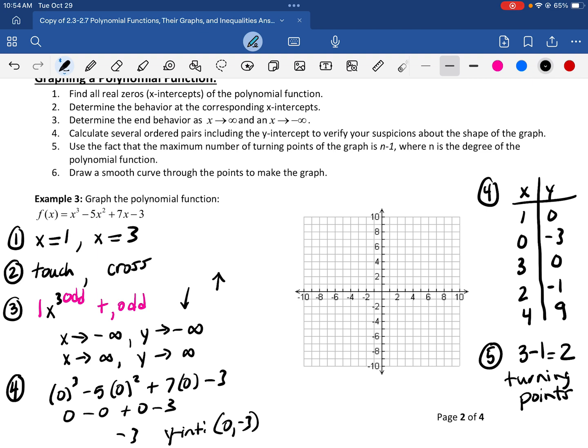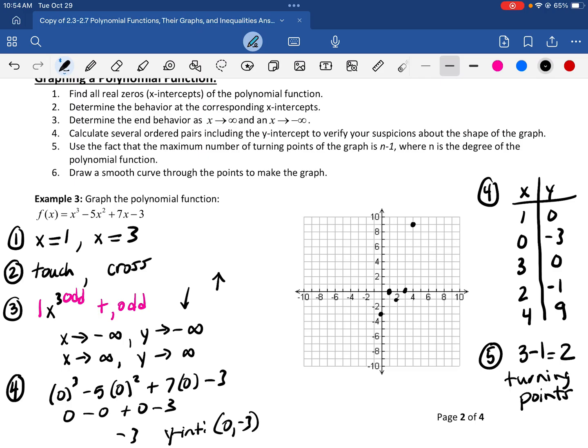All right, so now that I have all this information, I can draw my graph, plot the points that I have and graph it. So I have (1, 0), (0, -3), (3, 0), (2, -1), and then (4, 9).